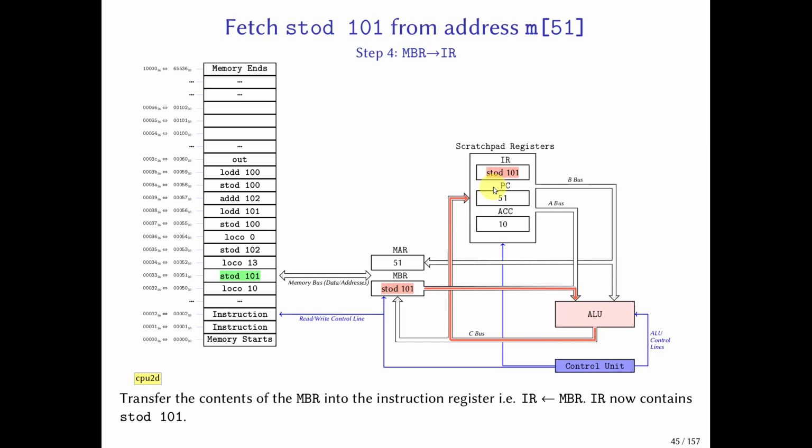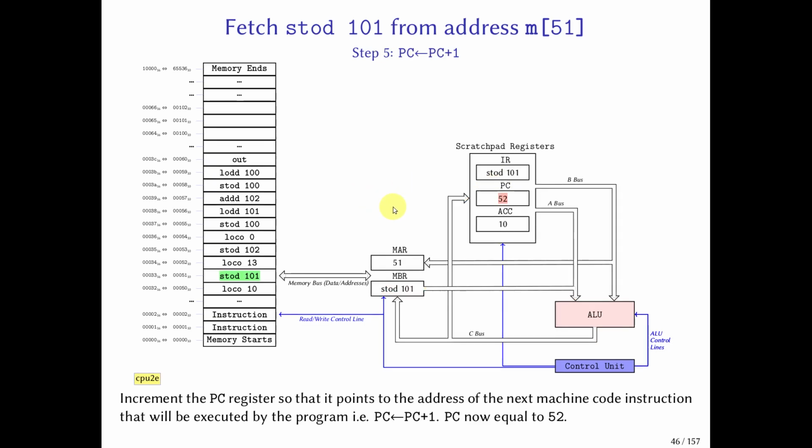Now the value that was in the instruction register previously, which was the machine code instruction loco 10, is gone, and it has been overwritten by the new machine code instruction which is to be executed, which is stod 101. The next step is to increment the PC register by 1 so that it points to the memory cell address of the next instruction which will be executed, which is loco 13, but we'll get to that in a moment. So that's the fetch.